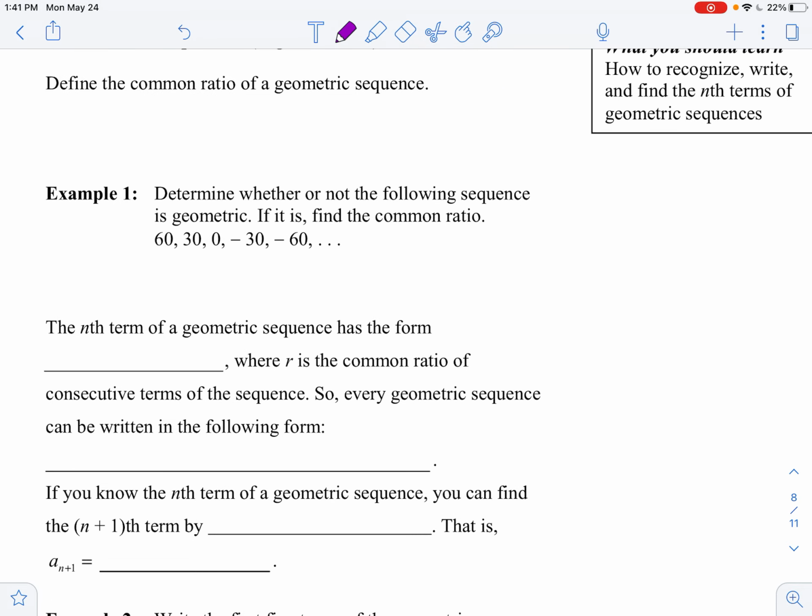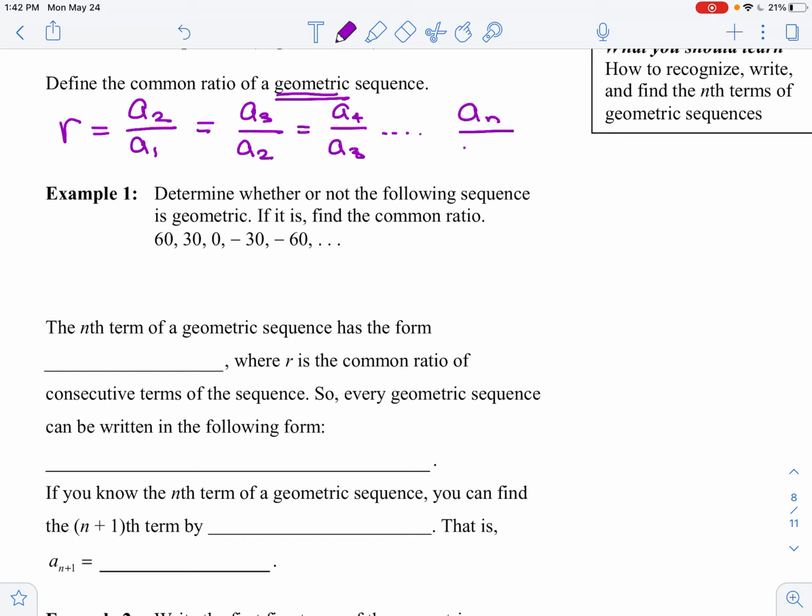The common ratio, which defines a geometric sequence, is that the common ratio equals a term divided by the previous term. And it will have the same ratio as another term divided by its previous term, and so on. So you can pick any term divided by its previous term, and it will give you the same ratio as long as the ratio is not equal to 0.